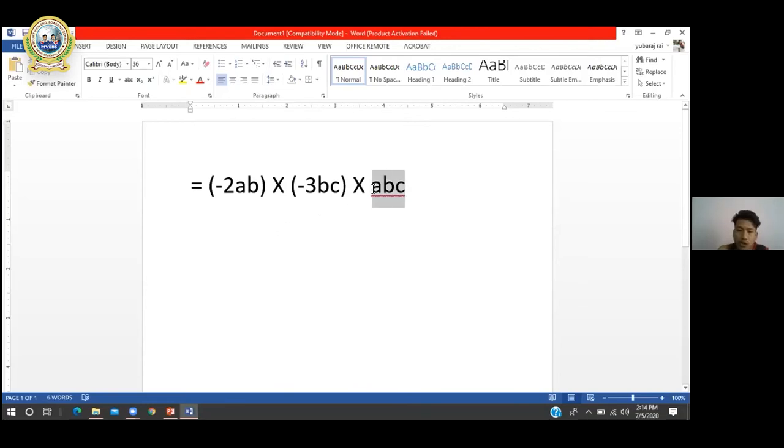So the last question that we had to do was minus 8x multiplied by minus x square yz multiplied by minus 2y multiplied by minus 3z. Okay, this was the last question.